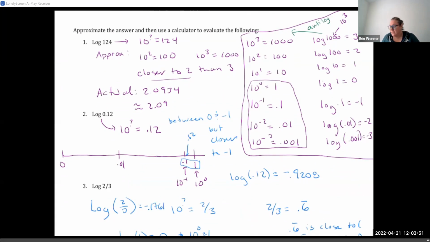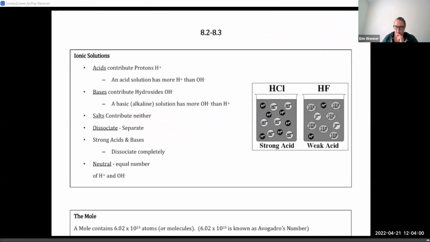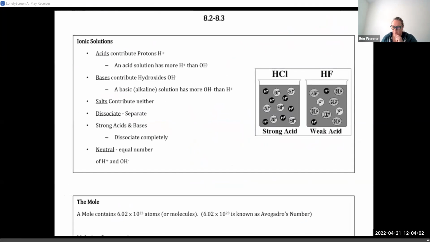So the whole reason we're looking at these is so that we can talk about the pH scale. And before we can talk about pH scale, we have to get into hydrogen ions and hydroxide ions. So we have ionic solutions. So we have acids.